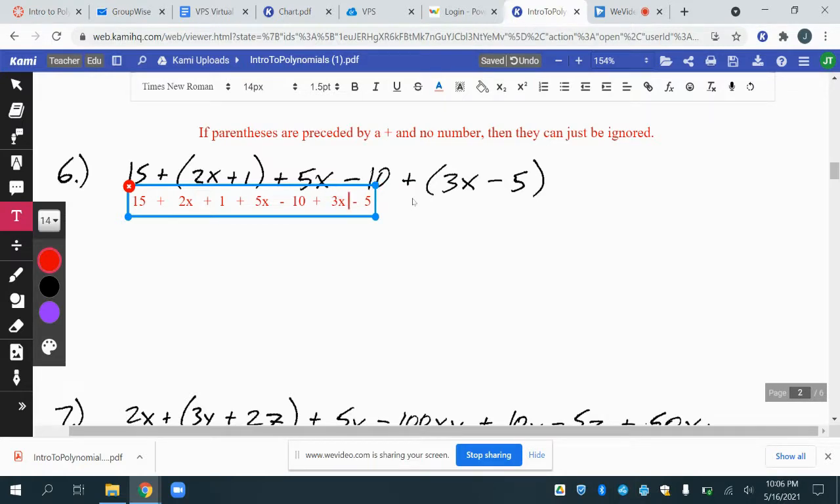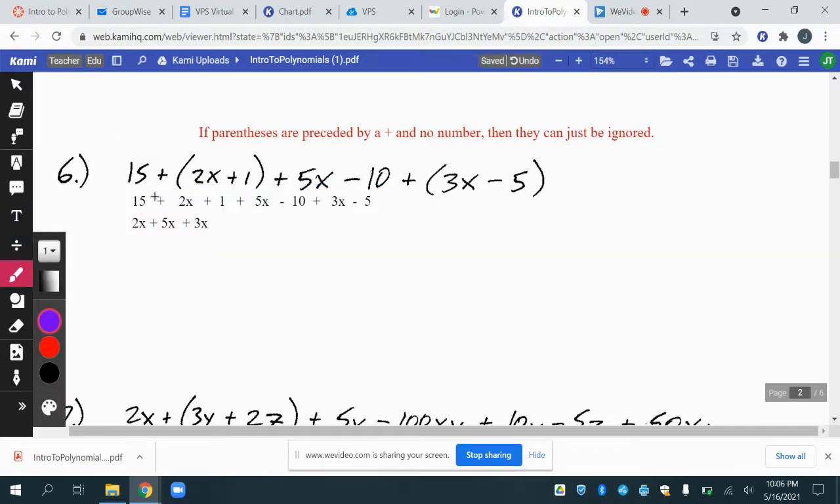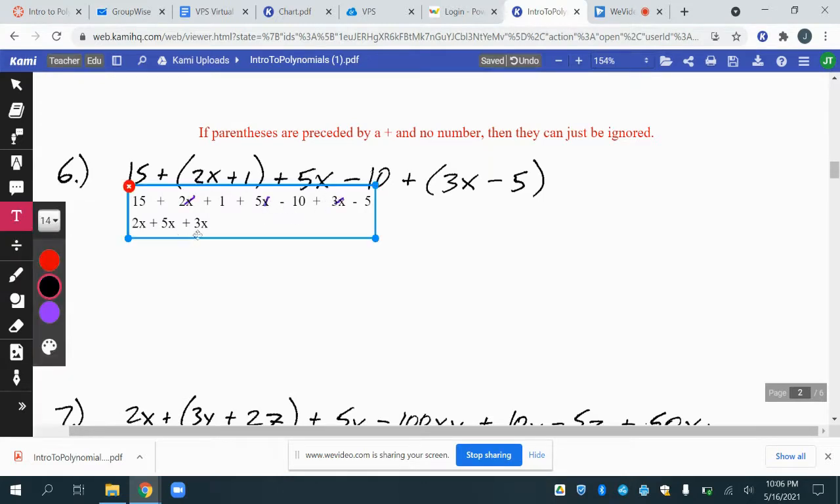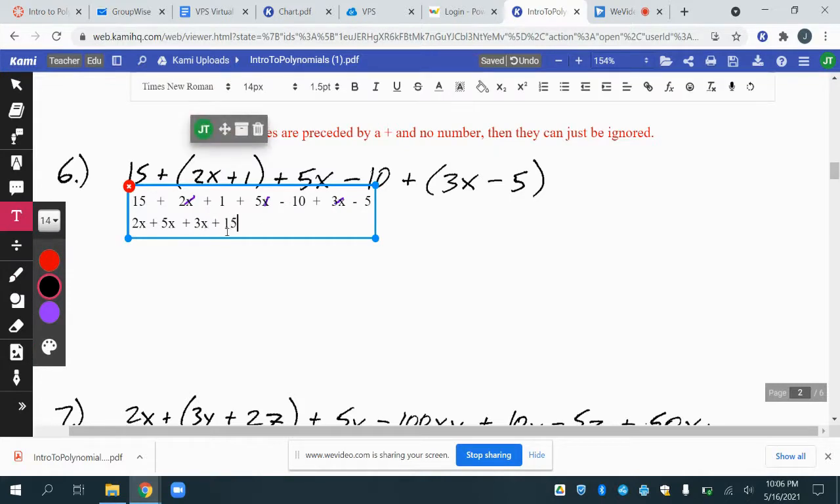Now here I'm going to do it a different way this time. Let's realign these numbers on our own. We're going to put the x's first. I'm going to say 2x's, that's the first one, 5x's, and 3x's. So I got all of the x's. This might be a way that you'd prefer to do it. So I got rid of the 2x, the 5x, and the 3x. I'm going to type in the next numbers: 15, 1, negative 10, and negative 5.